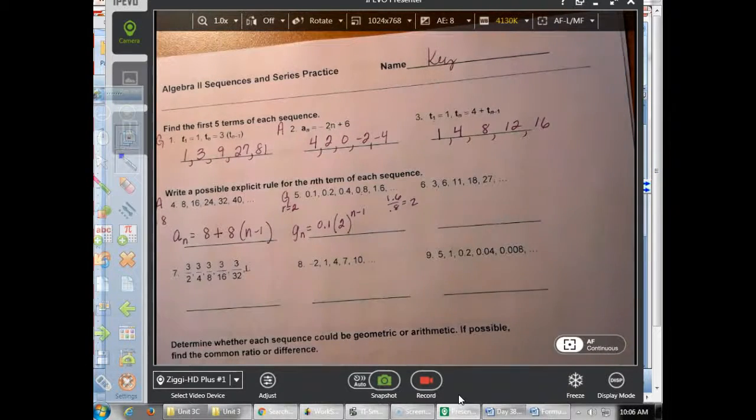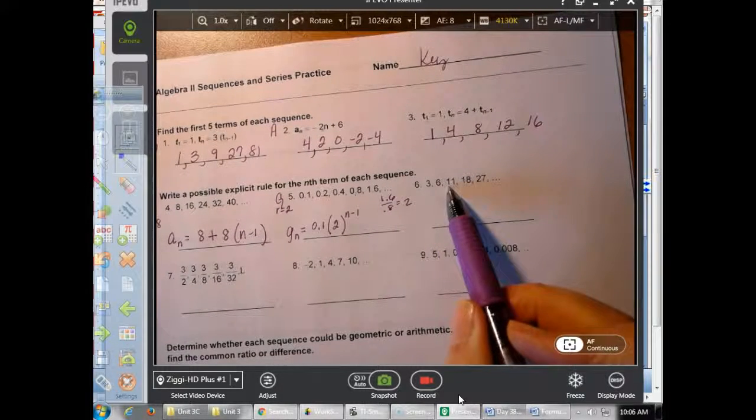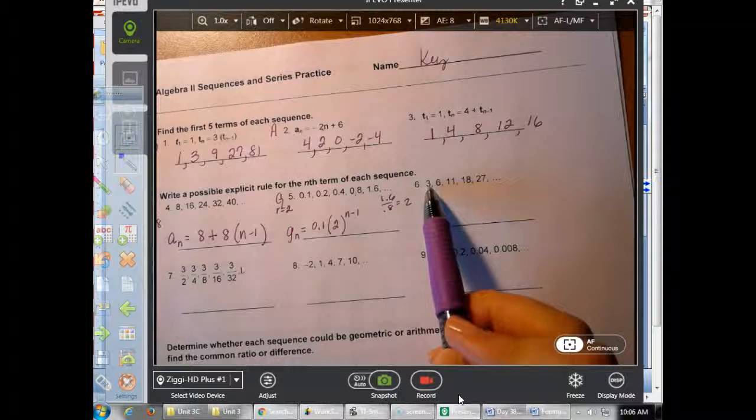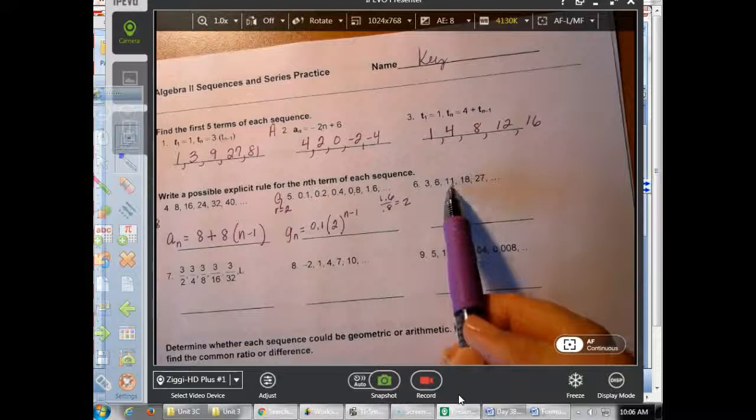All right, the next one. I have a 3, I have a 6, I have an 11. Let's see what's going on here. From 3 to 6, I'm adding 3. From 6 to 11, I'm adding 5.